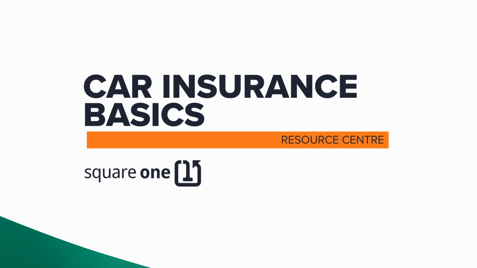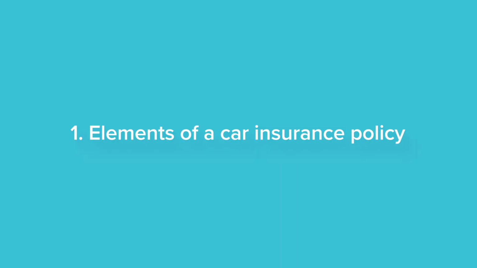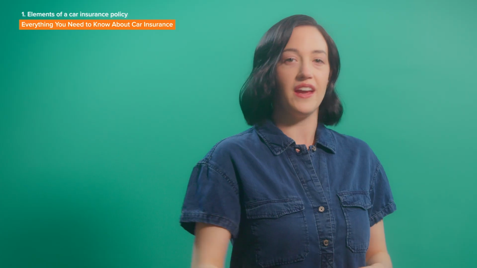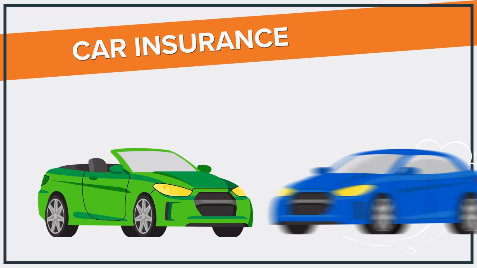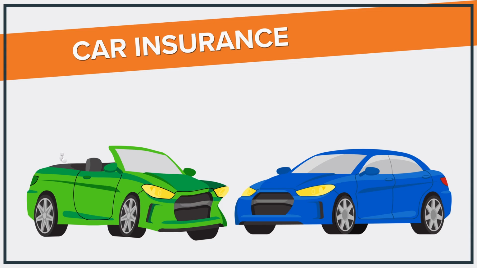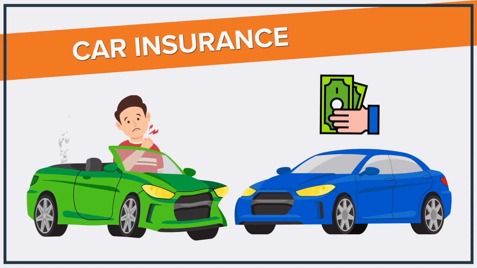In this video, we'll explain the different coverages, how the price is calculated, and how to choose a deductible. Let's start with the basics. The simplest way to think of car insurance is this. It covers three things: damage to your vehicle, your liability for injury or damage to someone else or their property, and the injury-related costs of anyone involved in a vehicle accident.